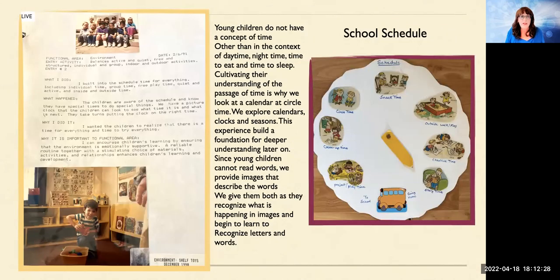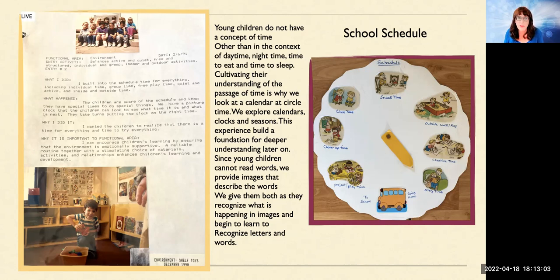Next is the environment. Basically, what happens in the environment, how you arrange it, and what you put and what you change out throughout the year is very important to the children's learning. I basically had a schedule where we talked about the passage of time. Now, a lot of early childhood educators will disagree on this, but I believe it's important to teach children, or to begin to teach children, about the passage of time.